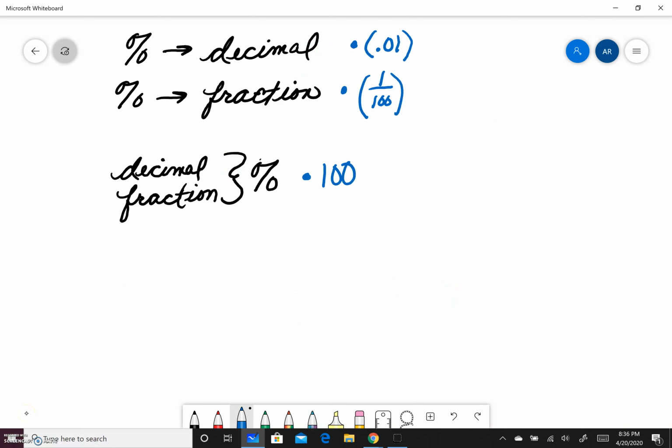Okay, just to recap those few problems, whenever you're taking a percentage to a decimal, you want to make sure you multiply it by 0.01. Whenever you're taking a percentage to a fraction, you multiply it by 1 over 100. And anytime you're taking a decimal or fractional number to a percentage, you always multiply it by 100%.